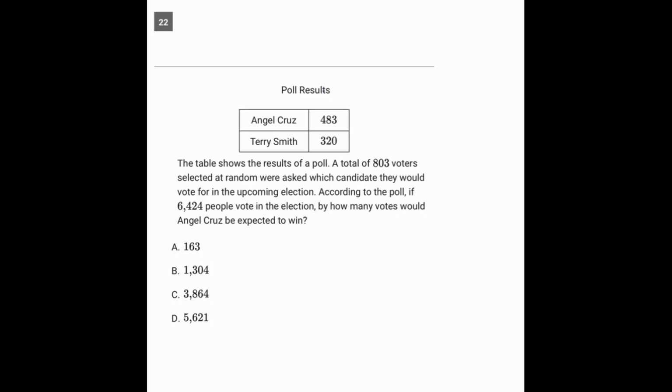In this question, what we're seeing here is a sample, because there are really many more people voting in the election. But for this sample, this adds up to 803 voters, which is what we were told. Now, the entire population actually has 6,424 people.